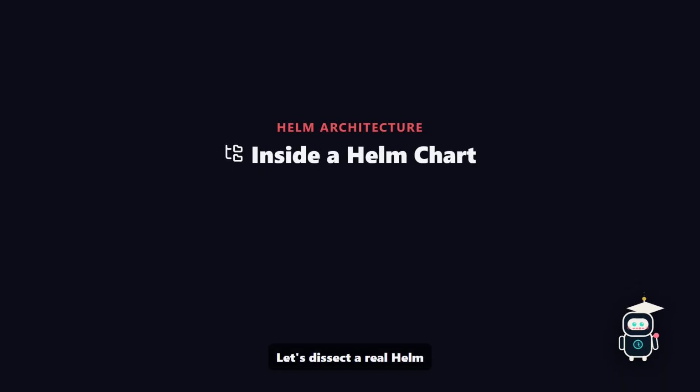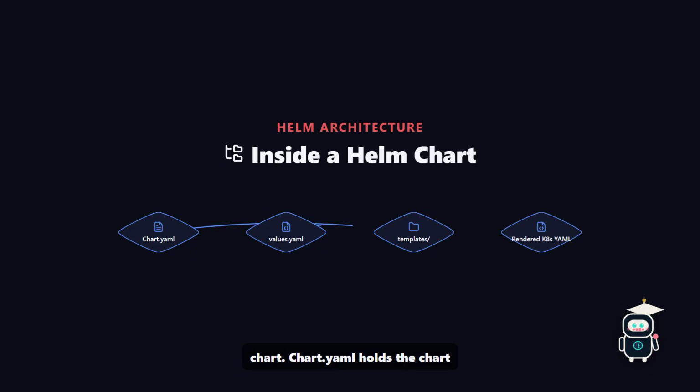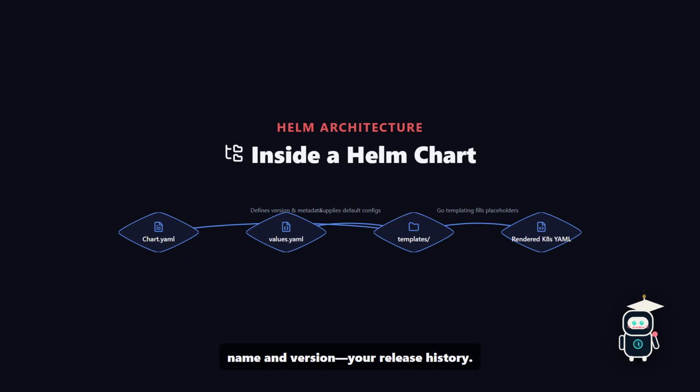Let's dissect a real Helm chart. Chart.yaml holds the chart name and version, your release history. Values.yaml is where you set defaults like the image tag. The templates folder contains the Kubernetes YAML files, but with Go template placeholders. When Helm renders a deployment, the .Values.image.tag gets replaced by whatever you specify. One blueprint, many environments, zero copy-paste.